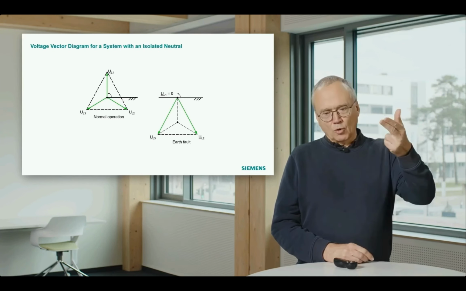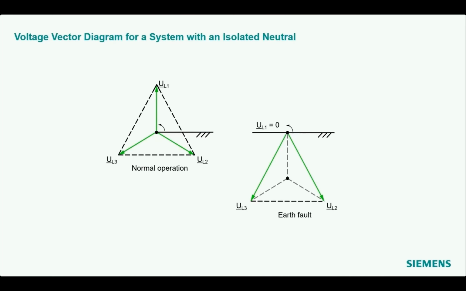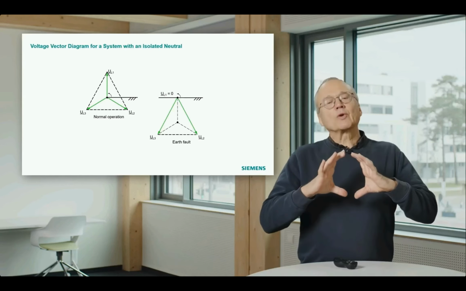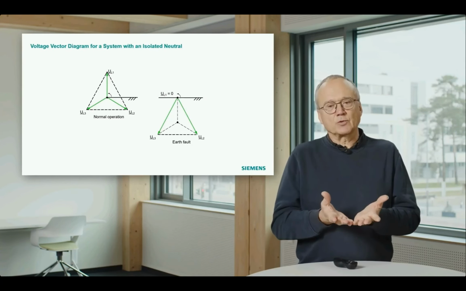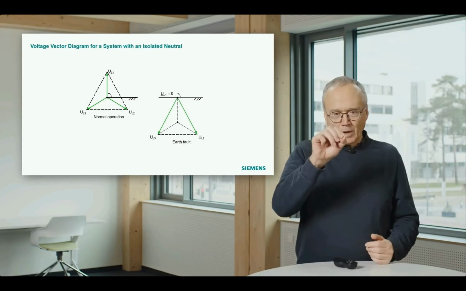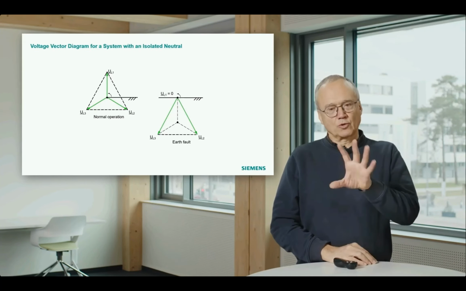And you see all phases have a phase to ground voltage, which is rated voltage divided by square root of 3. And between the phases you have the rated voltage. If you now have a ground fault, this triangle remains there. That means the relation between the phases remains there, but one corner of the triangle is connected to ground. So you get this triangle on the right side.